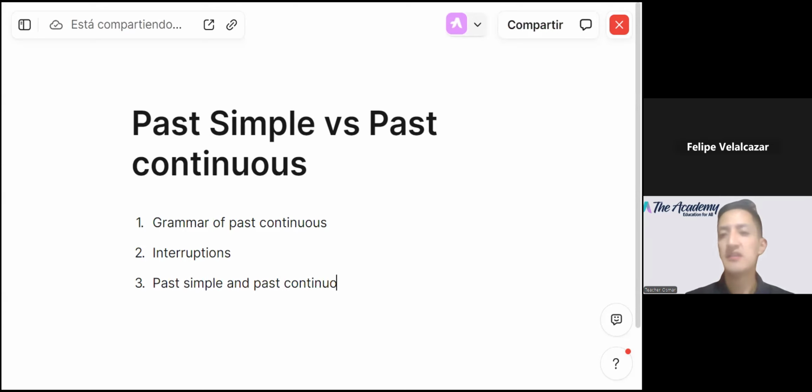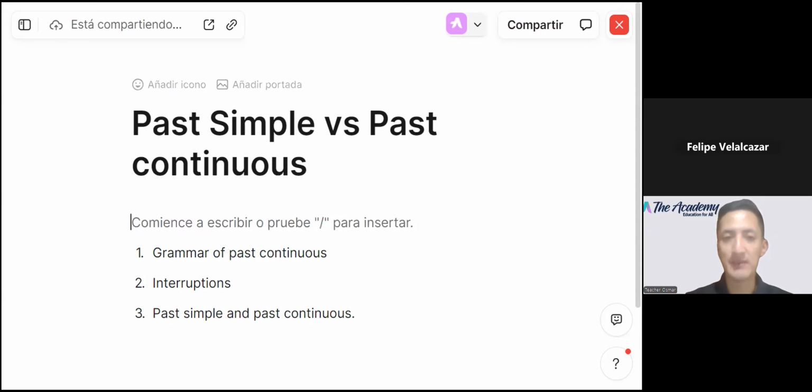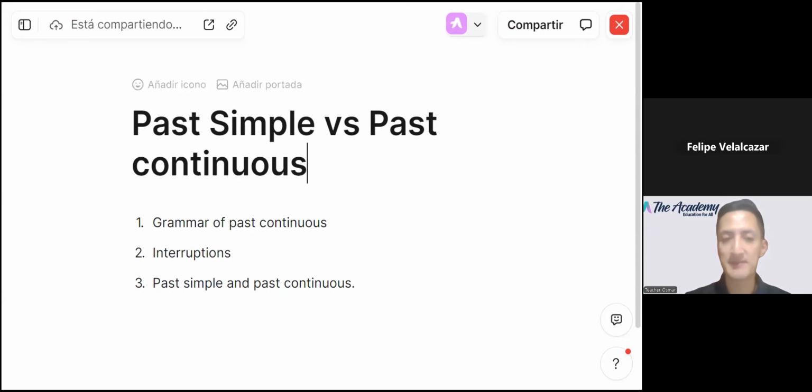Okay? So, Felipe, we know about past simple. This is easy, right? You need to remember which verbs are regular, which verbs are irregular. But what about past continuous? Do you have an idea? What comes to your mind with past continuous? The verb we change también. The verb, excellent. But how do you put the verb?